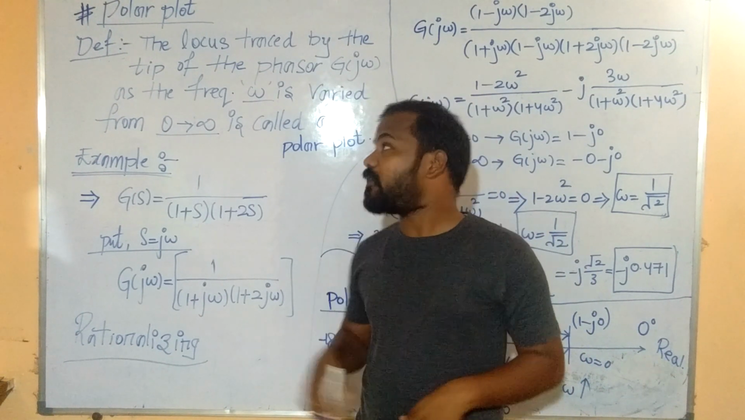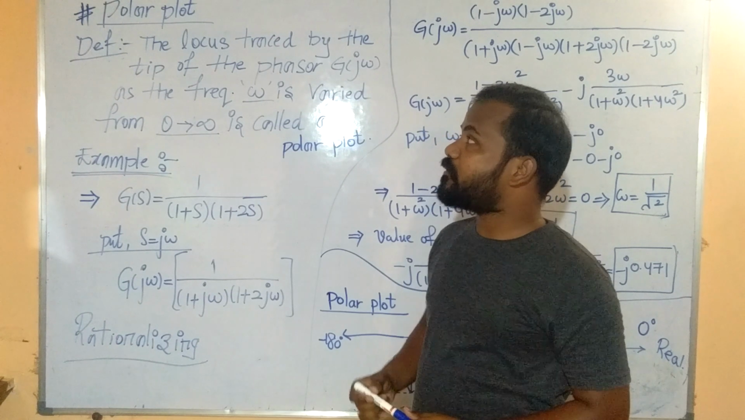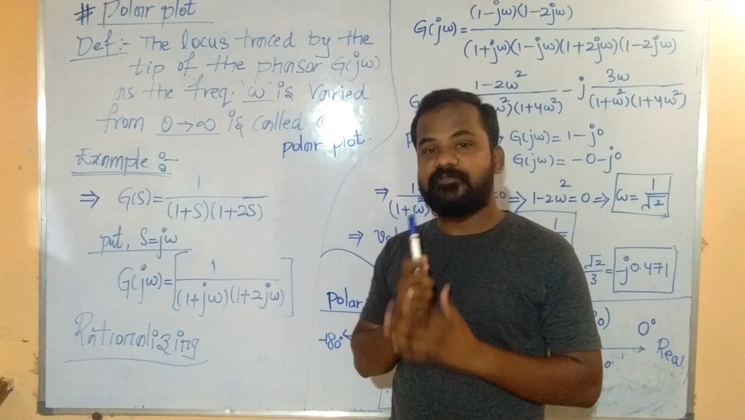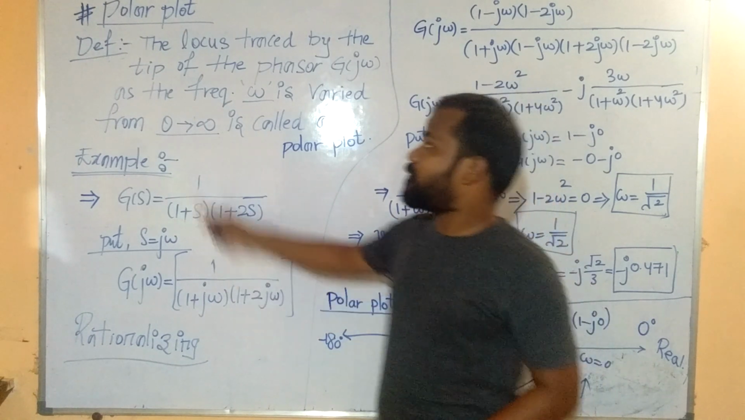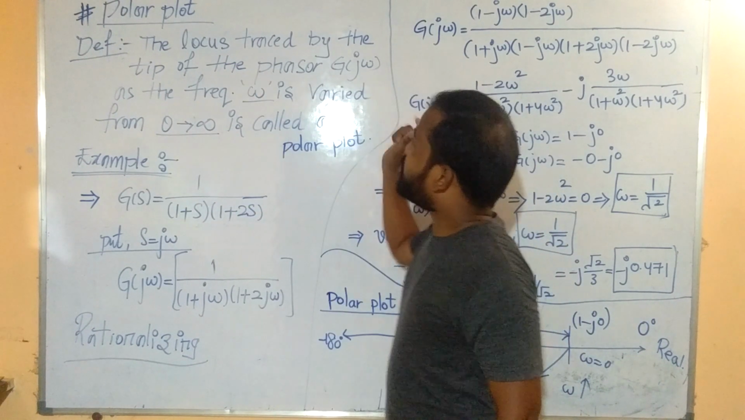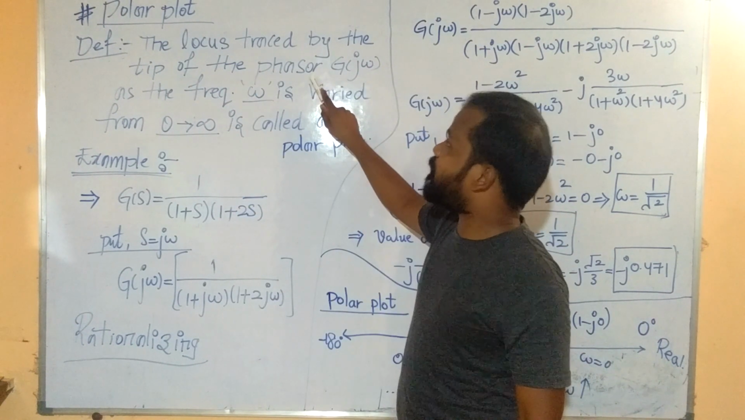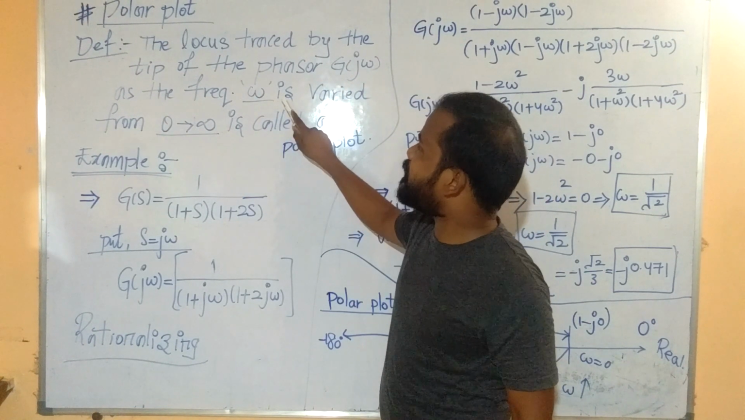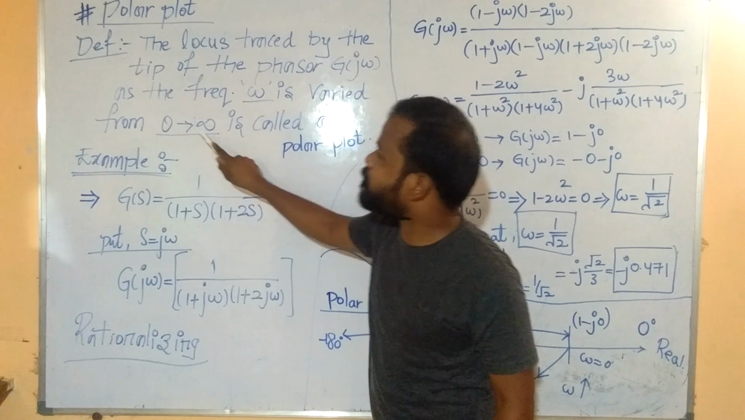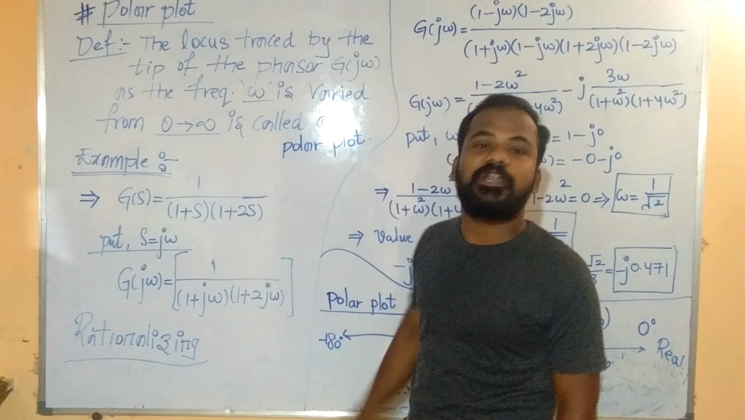Clear? So here also it is the same thing. Whenever we discuss the polar plot, what is the definition of the polar plot? The locus traced by the tip of the phasor G of j omega as the frequency omega is varied from 0 to infinity is called the polar plot.